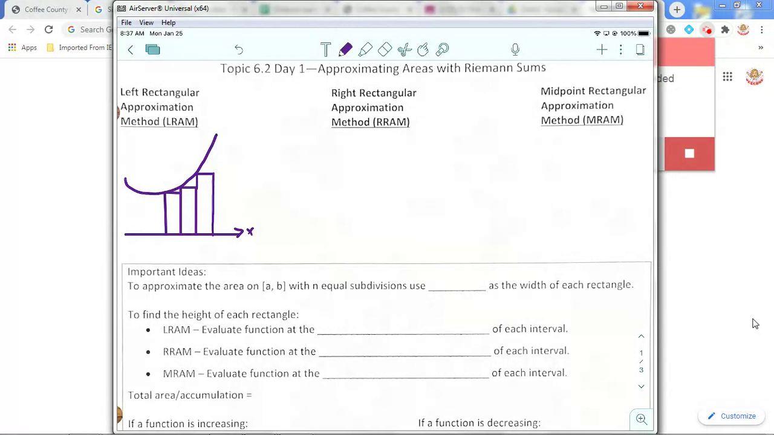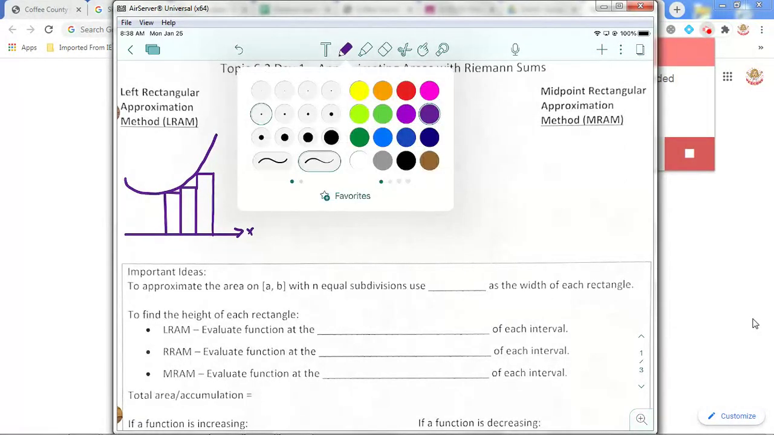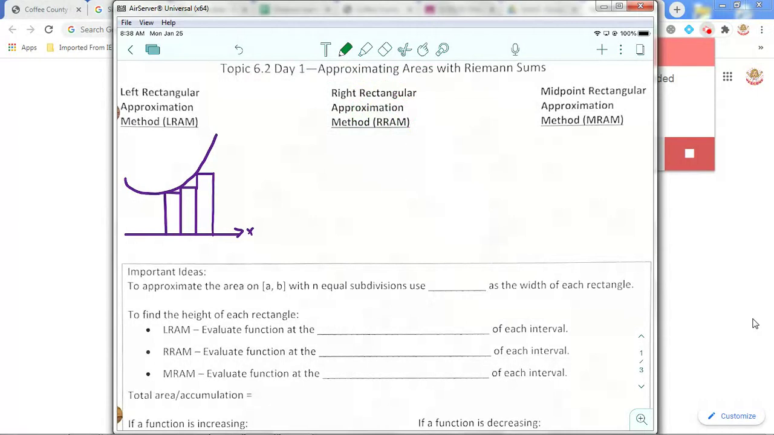Right? And to find the area of a rectangle is not difficult. You're just multiplying the base times the height. And we'll talk about in a second how you find that base and how you find that height. Okay, then for the right rectangular method, same thing. We have this curve. It's above the x-axis. But on the right rectangular method, the right corner of the rectangle is what sits on the graph.